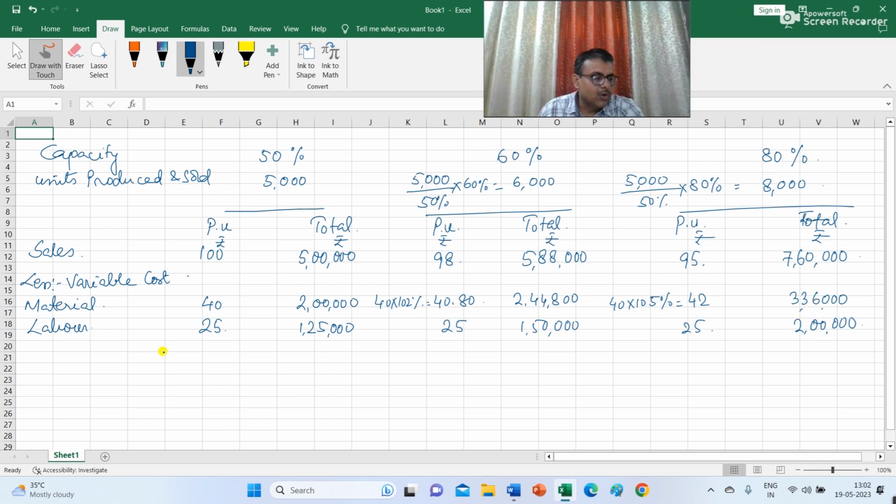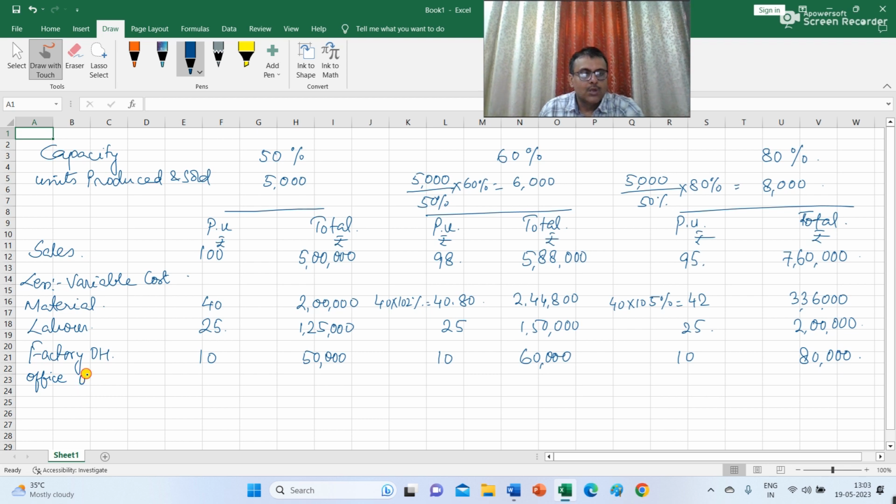The next element of variable cost is factory overhead. It is given that the total factory overhead per unit at 50% capacity is rupees 15, out of which rupees 5 is fixed. So the variable cost of the factory overhead is rupees 10 per unit. So 10 multiplied with 5,000, you will get 50,000. Variable factory overhead at 60% capacity will be 10 multiplied with 6,000, which is 60,000, and 10 multiplied with 8,000 is 80,000.